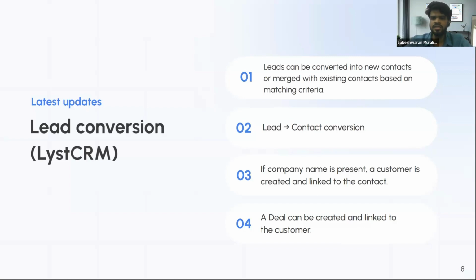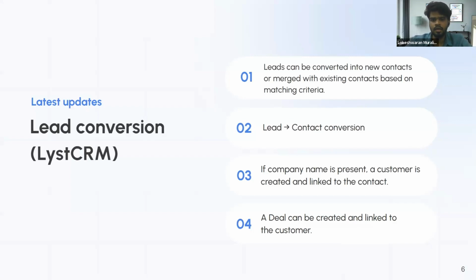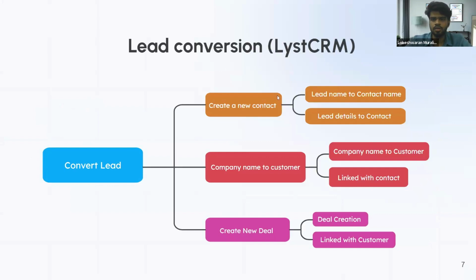In the next slide, you'll see the same process represented as a flow chart, which visually shows how a lead moves step by step from creation to contact, customer, and a deal. So you can see how a lead is converted.